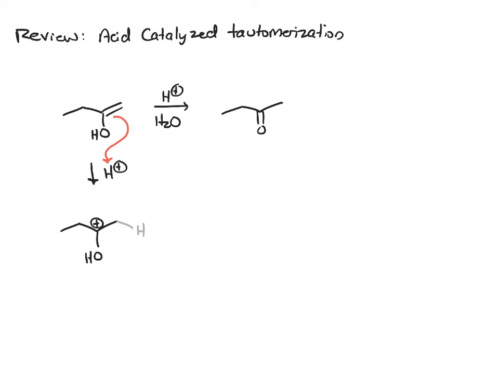From here, we can draw a resonance structure and use the lone pair on this oxygen. I'll move that down. Giving us this resonance structure. And then to get to the product, just use a B for some base with a lone pair. We'll come and take that proton from the oxygen.